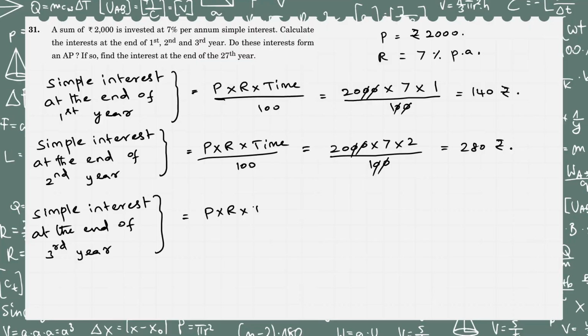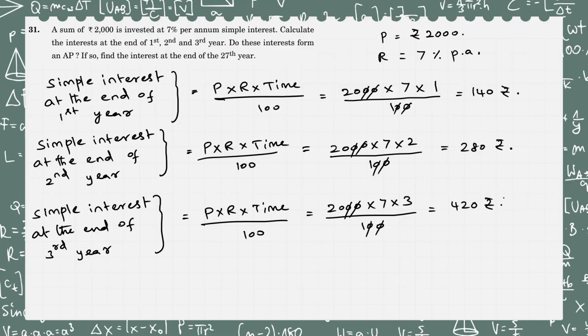Okay, and let us do the third year thing also. Simple interest at the end of third year. Again P into R into time by 100. But time is 3 years now. So this will become 2000 into 7 into 3 divided by 100. Cancelling these two zeros, we have 420 rupees. Okay, so we have done one part of the sum. Now the next question they are asking is, do these interest form an AP? Let us observe the values: 140 rupees, 280 rupees and 420 rupees.